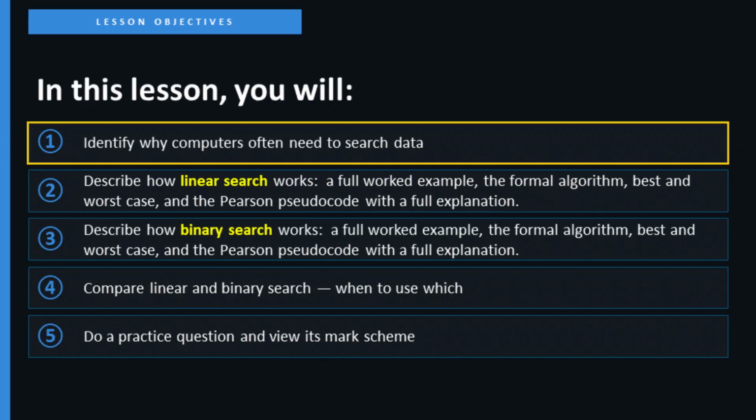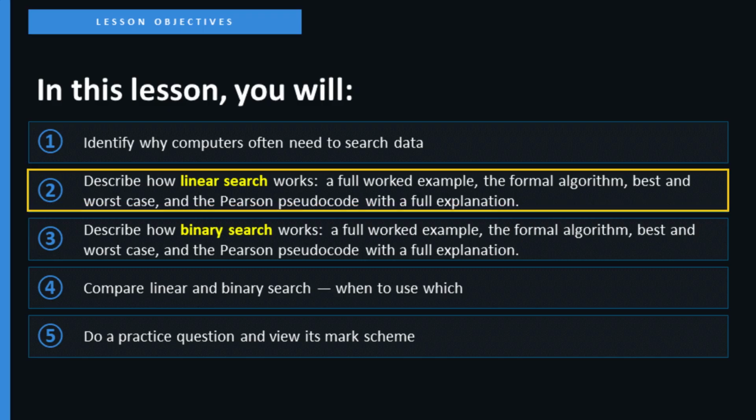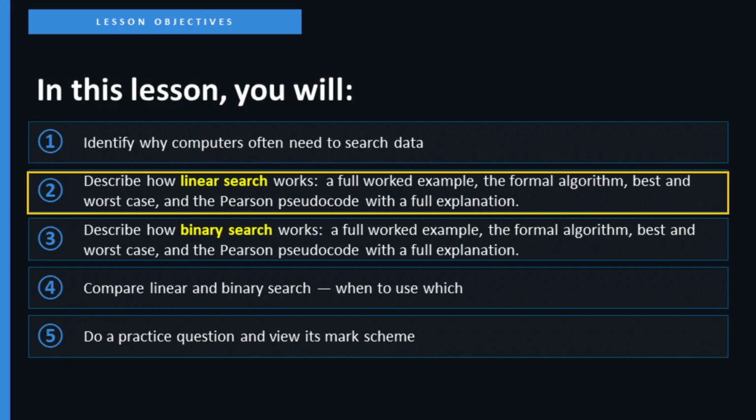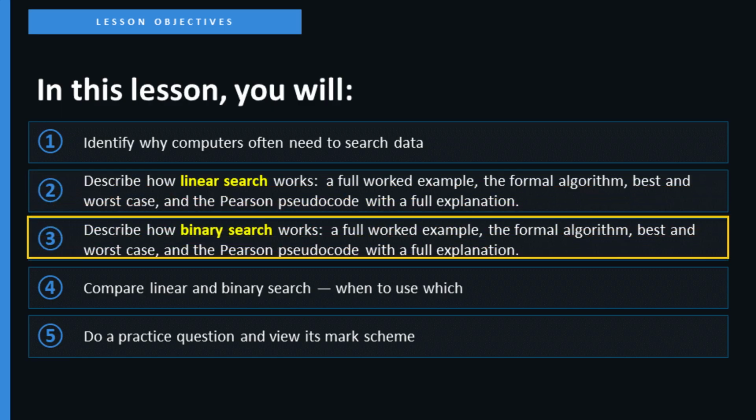Number 1. Why computers need to search data and the two types of lists they deal with. Number 2. Linear search, how it works, a full worked example, the formal algorithm, best and worst case, and the Pearson pseudocode with a full explanation. Number 3. Binary search, a hook to understand the idea, the worked example first, then the formal algorithm, best and worst case, and the Pearson pseudocode fully explained.